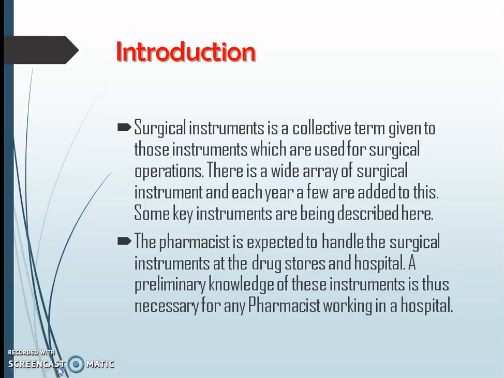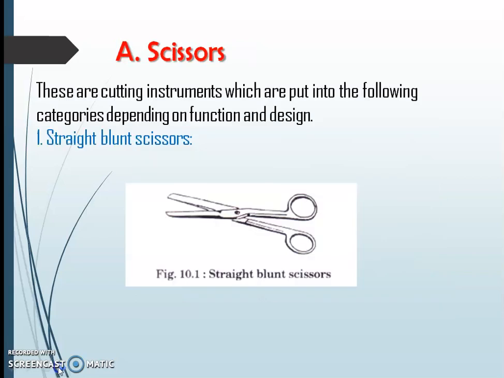So first we'll see what a surgical instrument is. In introduction, surgical instrument is a collective term given to those instruments which are used for surgical operation. There is a wide array of surgical instruments and each year a few are added to this. Some key instruments are being described here. The pharmacist is expected to handle the surgical instruments at the drugstore and a hospital. A preliminary knowledge of these instruments is thus necessary for any pharmacist working in the hospital.